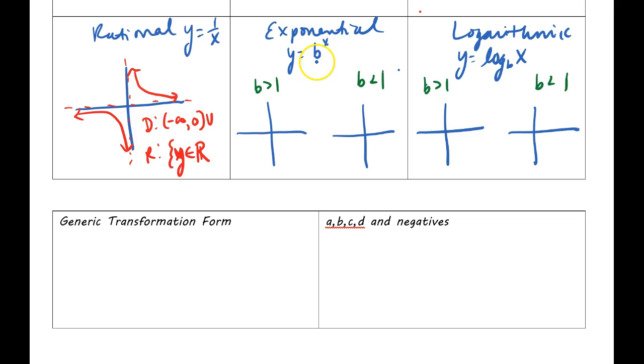Here we're just going to notice, is that bigger than 1 or not? And then the bigger that number is, the steeper it is. That's it. That's all you really need to remember. What we're going to do is just get good at memorizing the parent and what it should look like.